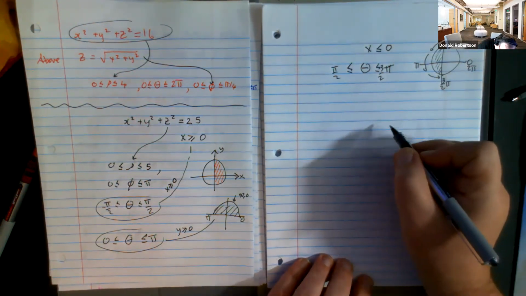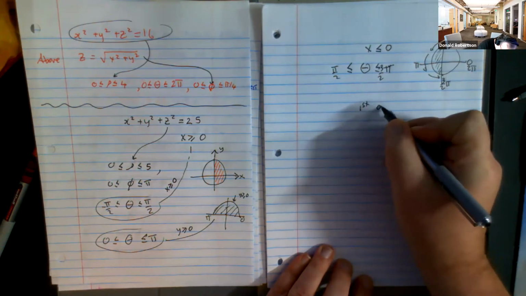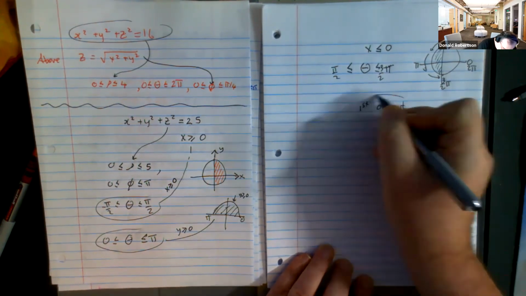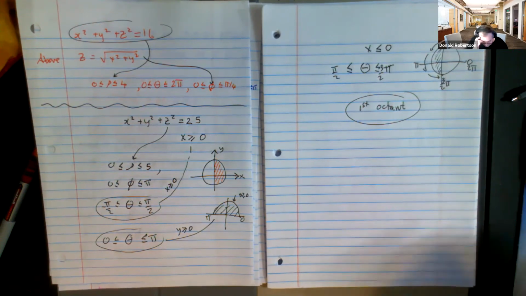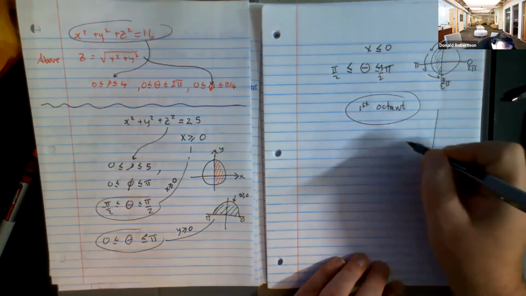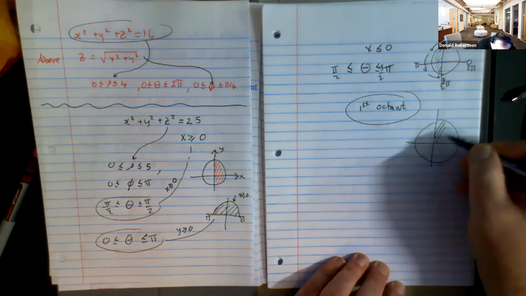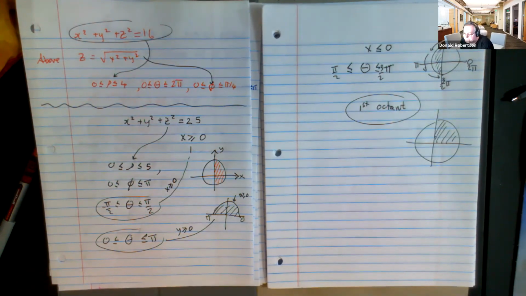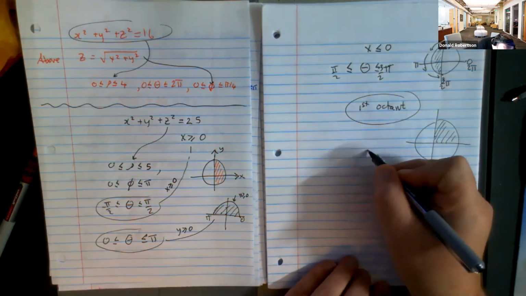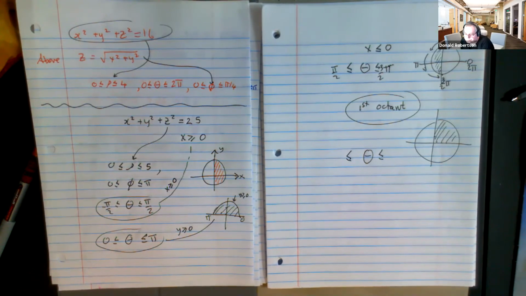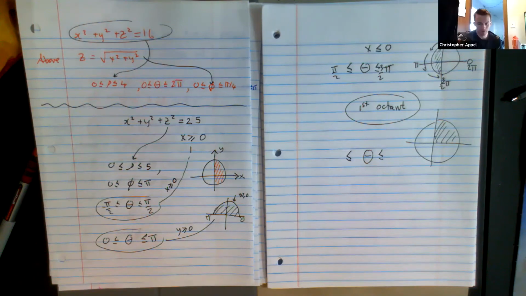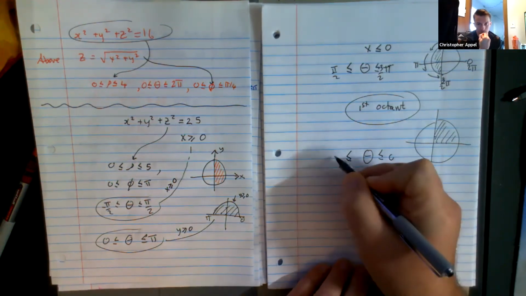One last combination that could happen. They could tell you you've got a sphere and it works on the first octant. Now, if you're thinking about what does the first octant look like, isn't it just that corner? So what's the restriction? Because it's still a restriction on theta that does that. Zero to pi over 2.